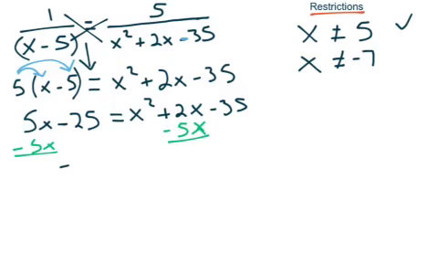So I have negative 25 equals x squared. Positive 2x minus 5x is negative 3x. And bring down my negative 35.